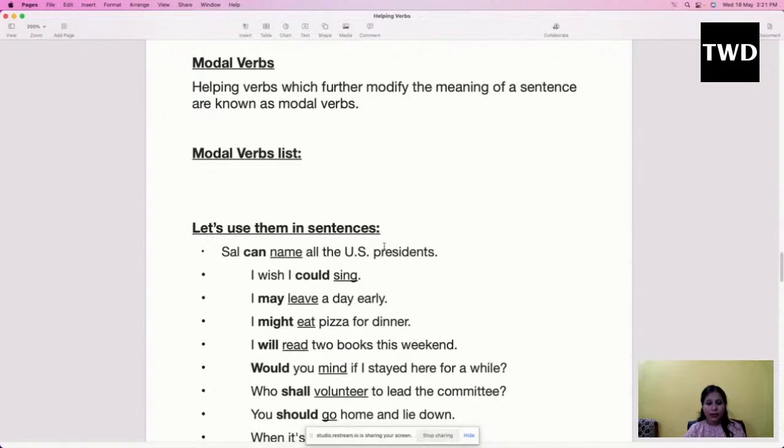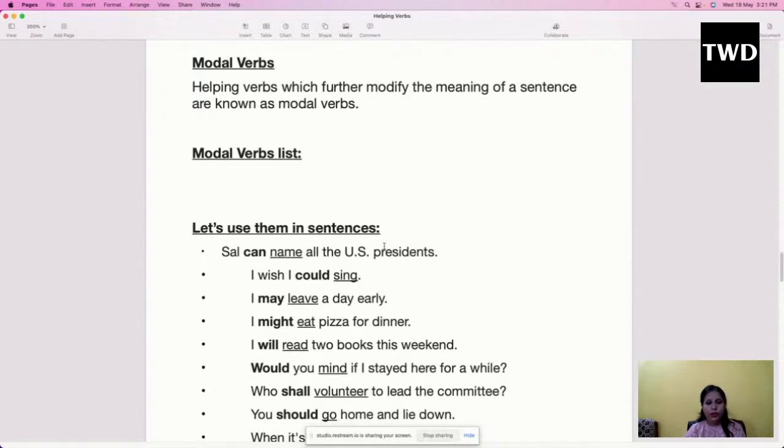I may leave a day early. So I'm going somewhere. I may and might, both of these give us the same meaning. I may leave a day before. I might eat pizza for dinner. I may eat, or I might not eat. Both of these you can use. Either you can use may, or you can use might. That totally depends on you.